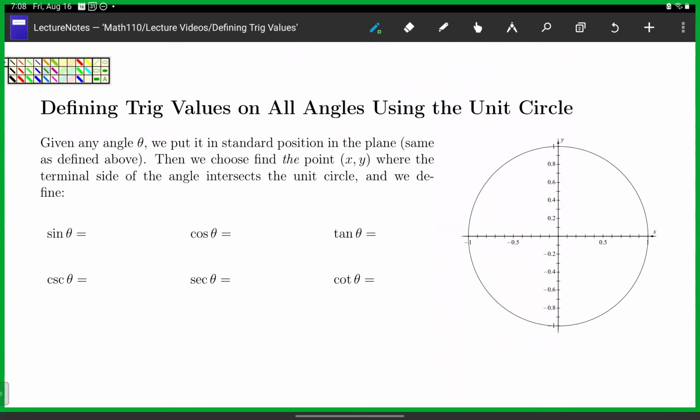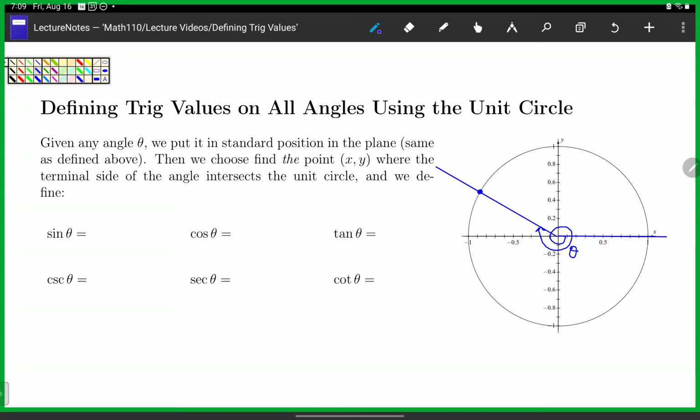Let's see. There's also defining trig values on all angles using the unit circle. We're going to do exactly the same thing. I'm going to have my initial side in standard position, and my initial side is always the positive x-axis. I'll use the same theta for demonstration purposes. But here, I don't take any old point along the terminal side of theta. I specifically take the point that intersects with the unit circle.